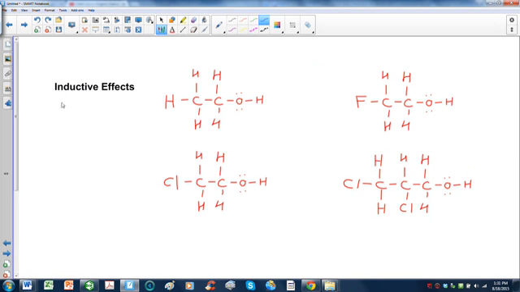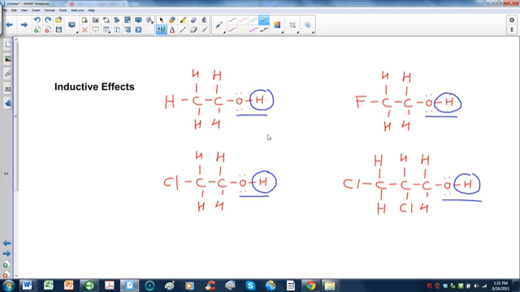Another effect that influences acidity is called the inductive effect. Inductive meaning something pulling on something else. So take a look at these 4 compounds. They're all similar in that they all have an OH. This is an alcohol. And the acidity portion here is this hydrogen that can come off. Notice how all 4 alcohols have exactly the same hydrogen there. The question is, in which case is the hydrogen going to come off the easiest? Which of these 4 compounds is the most acidic?